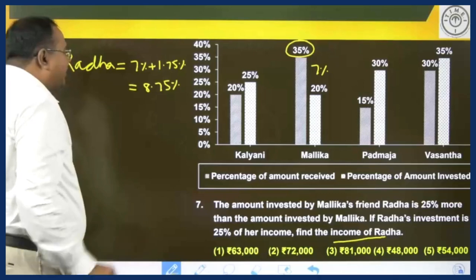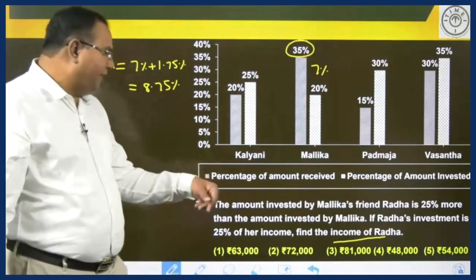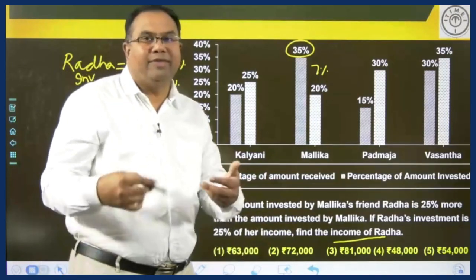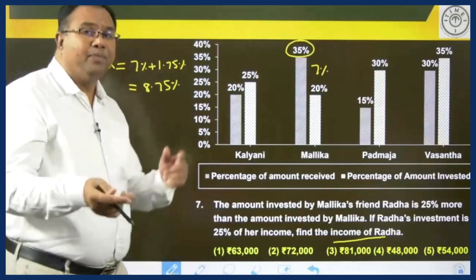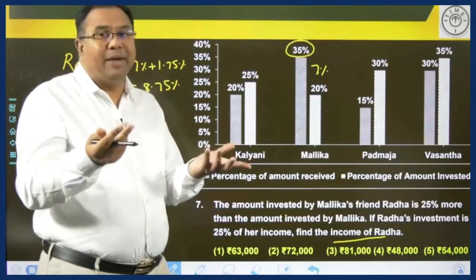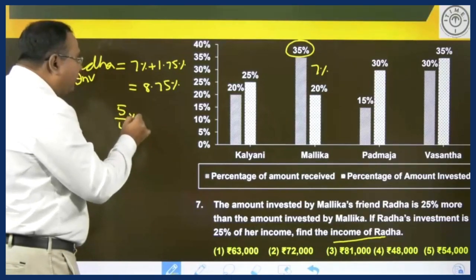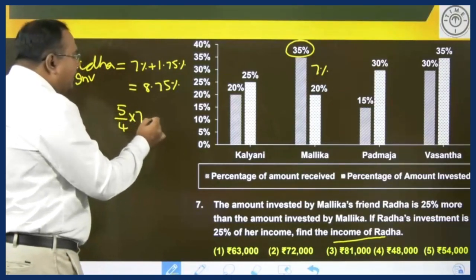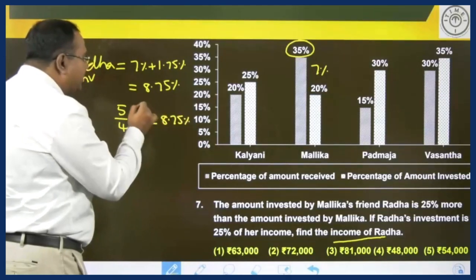That is her investment, Radha's investment. She is investing 25% more than Mallika. 25% more means her investment is 125% of Mallika's investment. 125% is nothing but 5/4, students. So it is 5/4 of Mallika's investment, which is 7. 35/4, that is 8.75%.